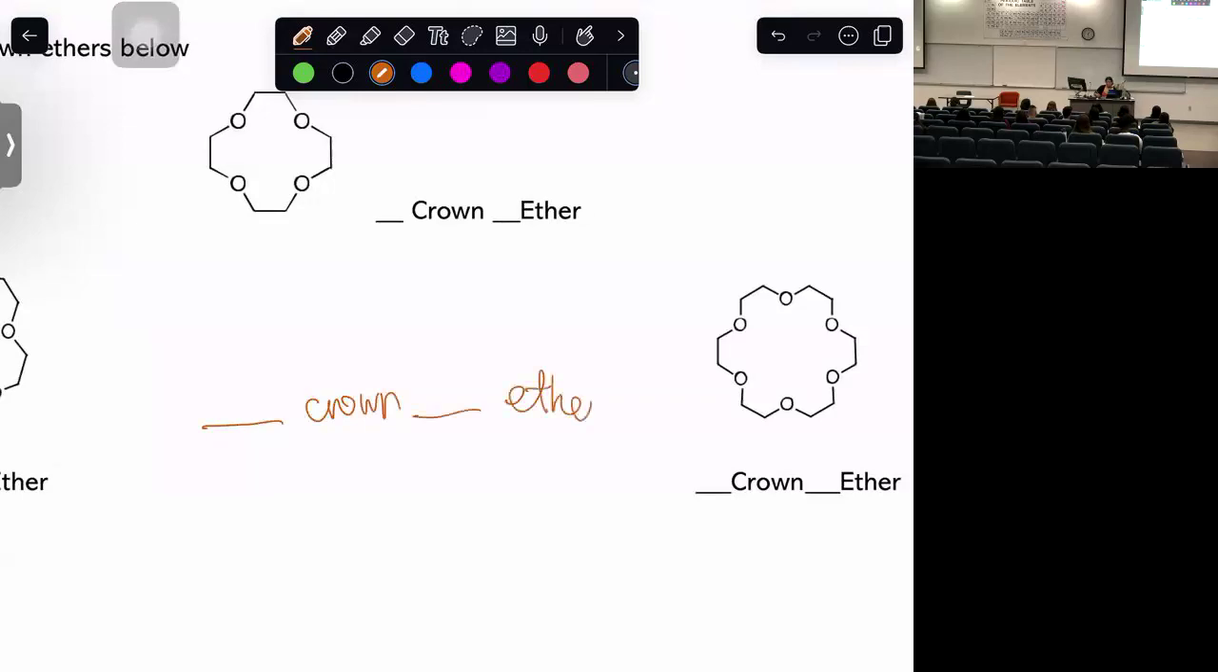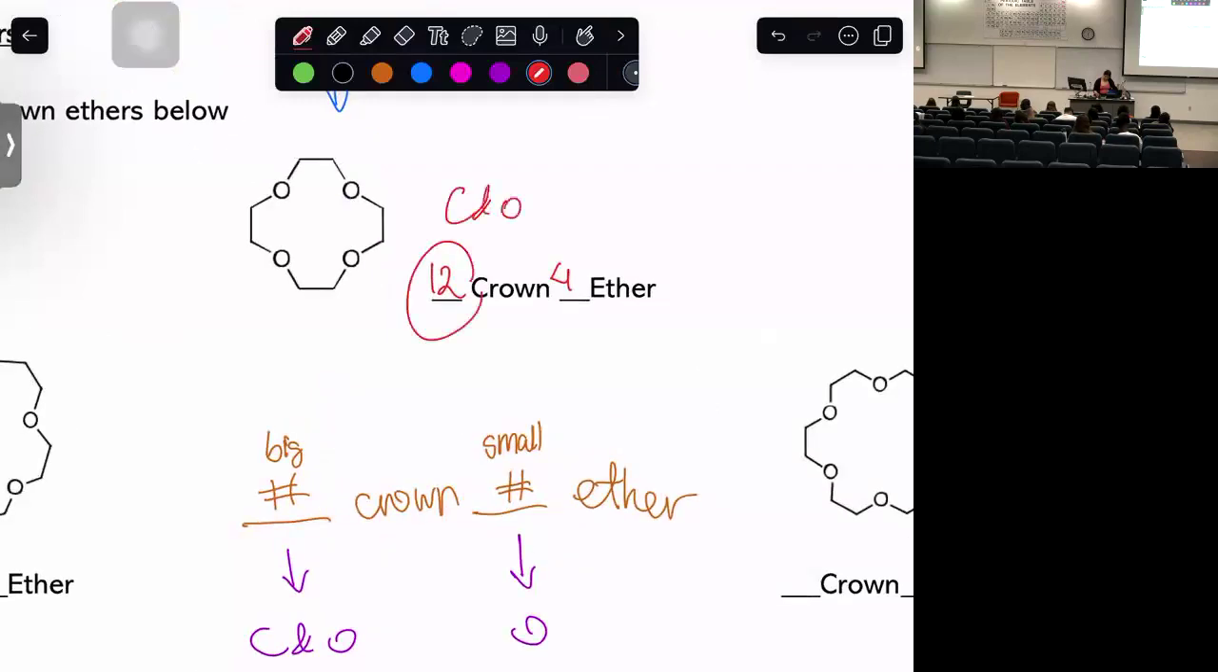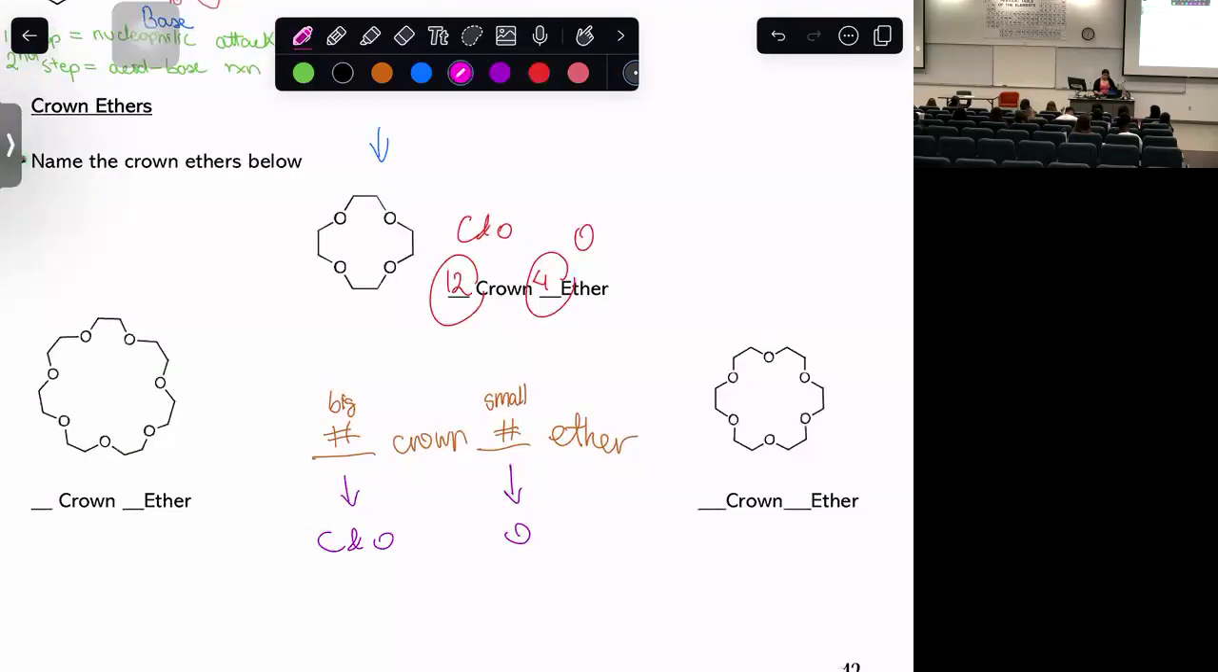Crown, number, ether. Now, the first one is going to be the biggest number that you're going to get. Next one is going to be the smallest one. And each one of those is going to be related to atoms in that specific molecule. Now, the first one is the number of carbons and oxygens that you have. No hydrogens, just carbons and oxygens. Then the small one is just the number of oxygens. So for example, if we start with the middle one, what's going to be the name of that molecule? 12 crown 4 ether. Exactly. For the first one, again, this is the number of carbons and oxygens. 4 is just the number of oxygens that you have. On the left side, what's the name?